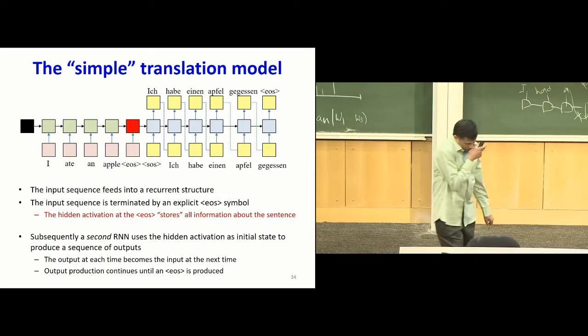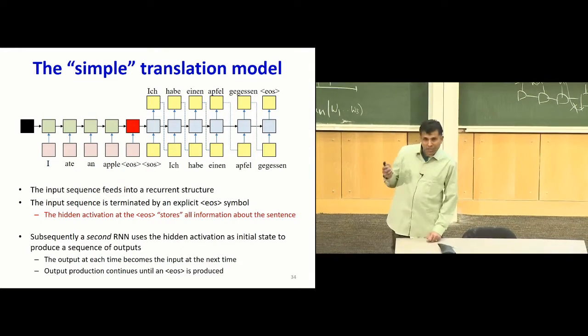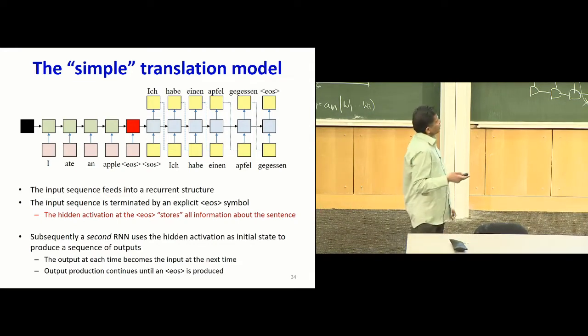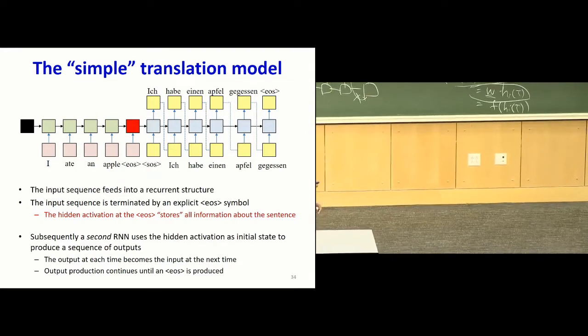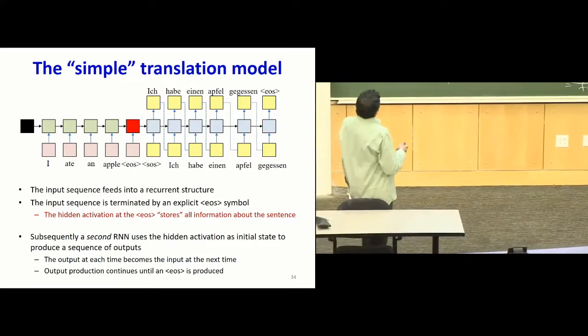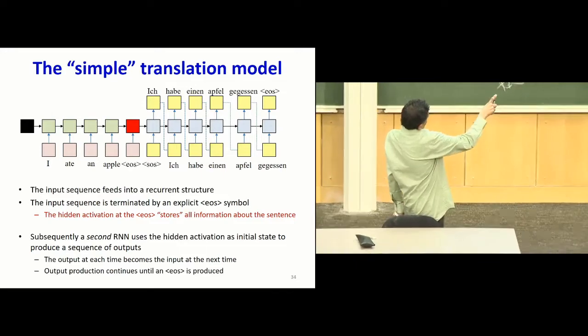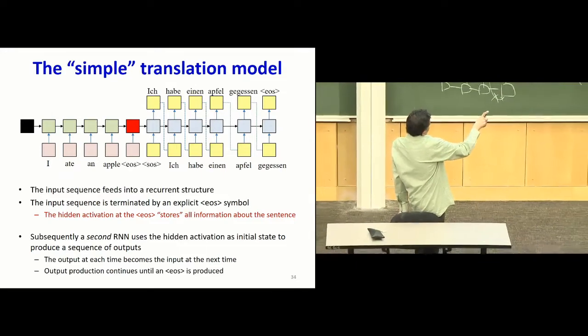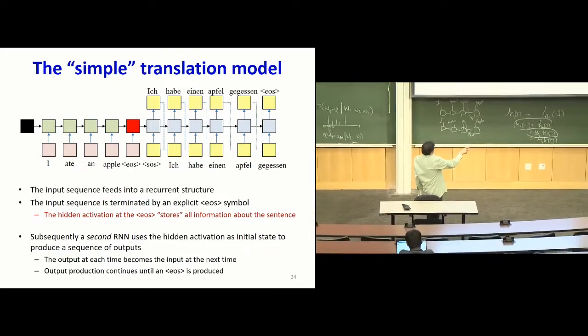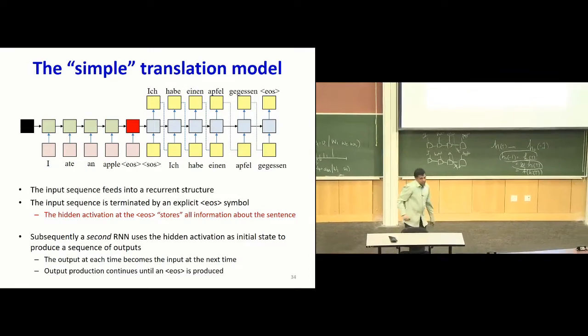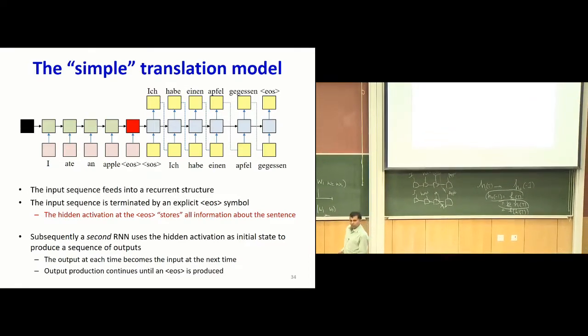I'm going to assume that you cannot see the laser pointer, so I will also explicitly state what I'm pointing towards. So here at the output, which is the yellow portion of the graph, the production will continue till you produce a final end of sequence symbol.